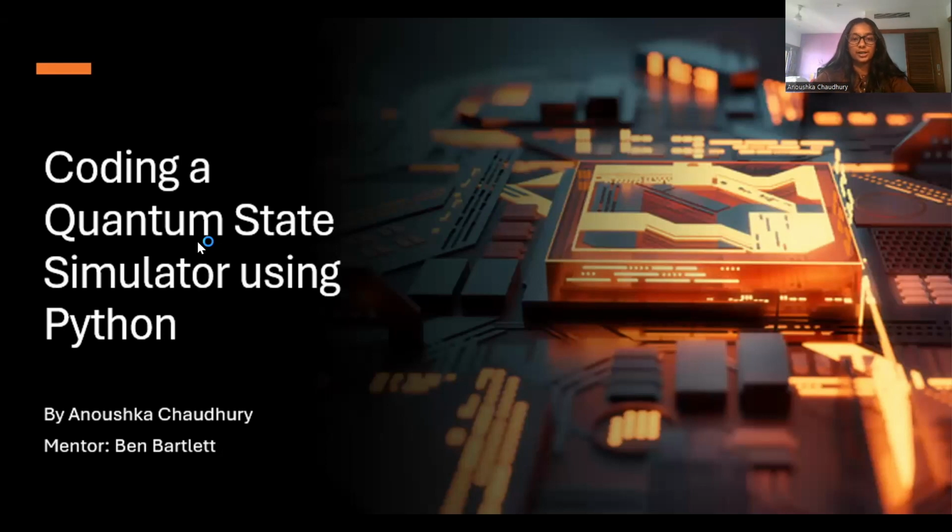For my project, I coded up a quantum circuit simulator using Python with my mentor Ben. It sounds complicated, I know, but it's really, in simple terms, a system that tracks the backend math at each stage of processing by a computer.